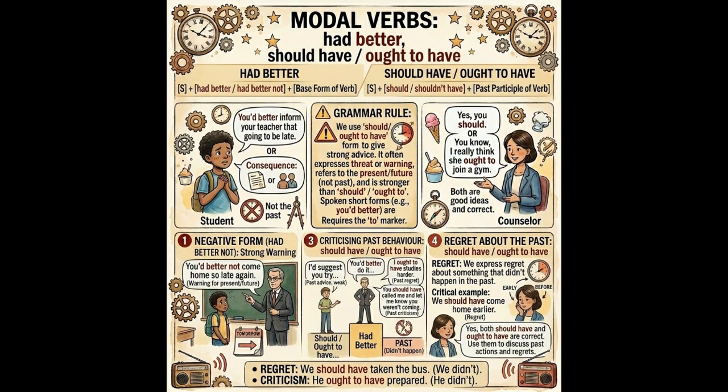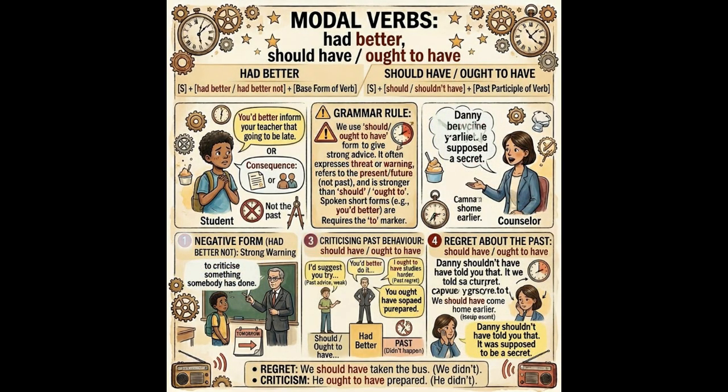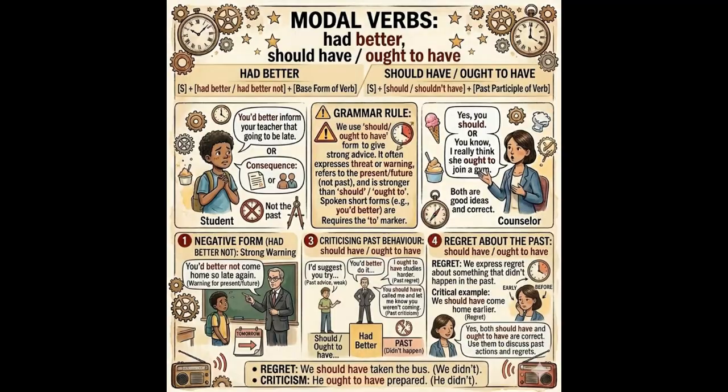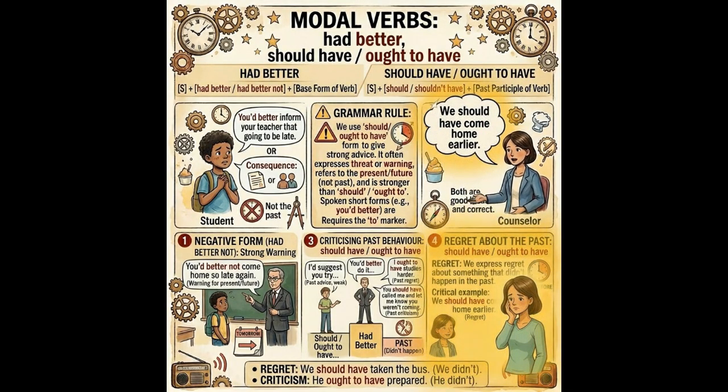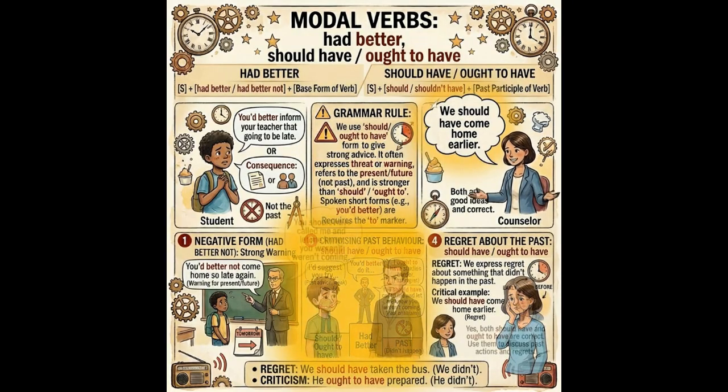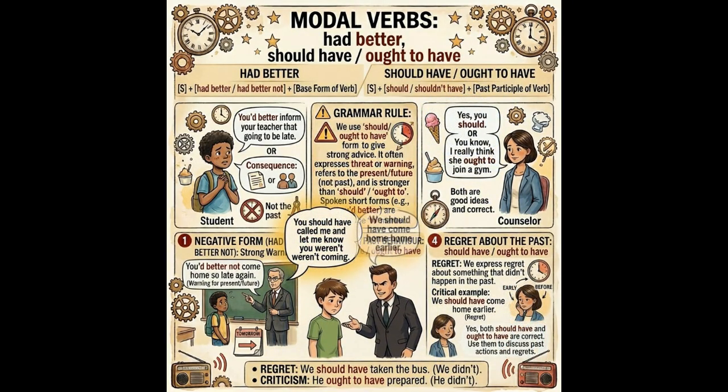We use shouldn't or ought not to plus have plus past participle to express regret about something that happened in the past. We use should or ought to plus have plus past participle to express regret about something that didn't happen in the past. We also use it to criticize somebody's behavior. You should have called me and let me know you weren't coming.